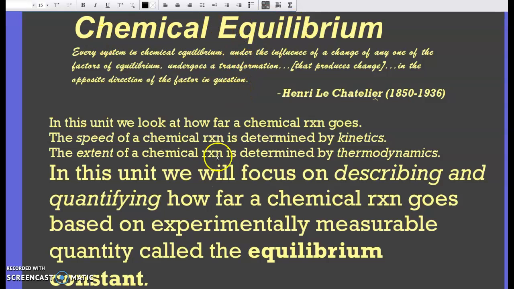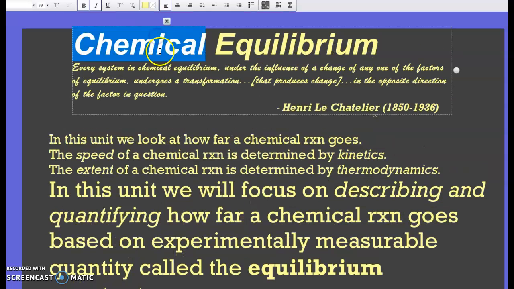So when we talk about chemical equilibrium, this is kind of what the name tells you. When you have a chemical reaction, where is the reaction located? Is it all products? Is it more products than reactant? Is it more reactant than product? Where does the chemical reaction lie? Really think about it here.